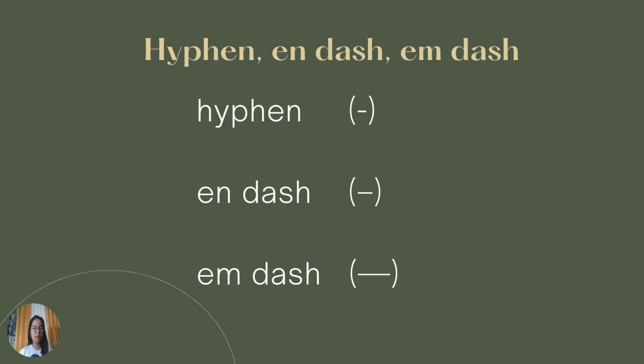Moving on to tip number 5, let's take a look first at the differences of these 3 punctuation marks. The shortest is the hyphen, followed by the en dash, which is a little longer than a hyphen, but shorter than an em dash. And of course, the longest is the em dash.